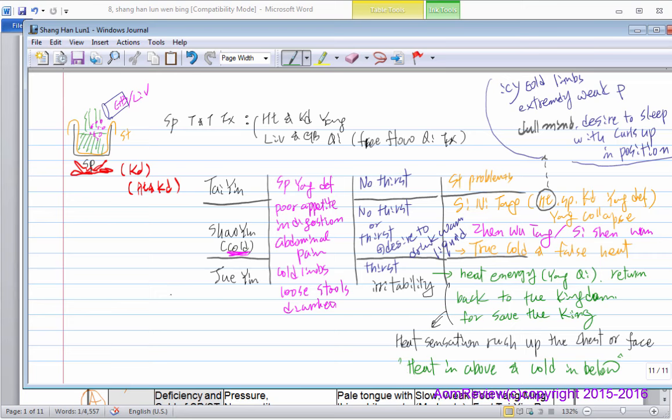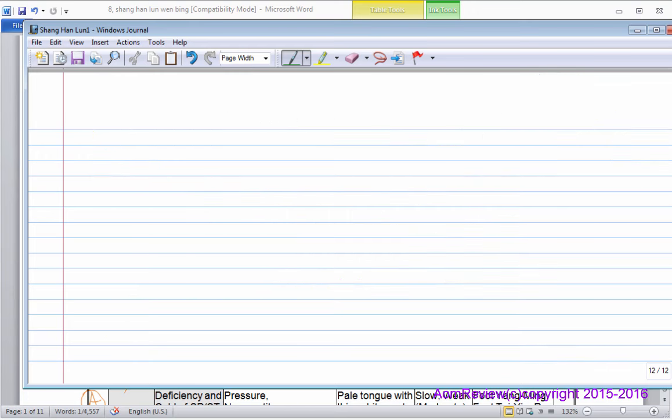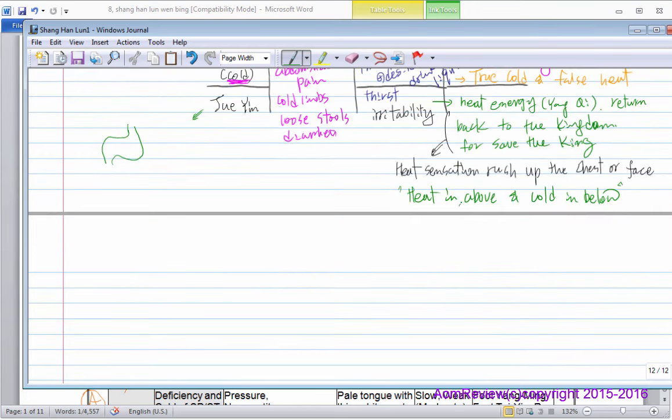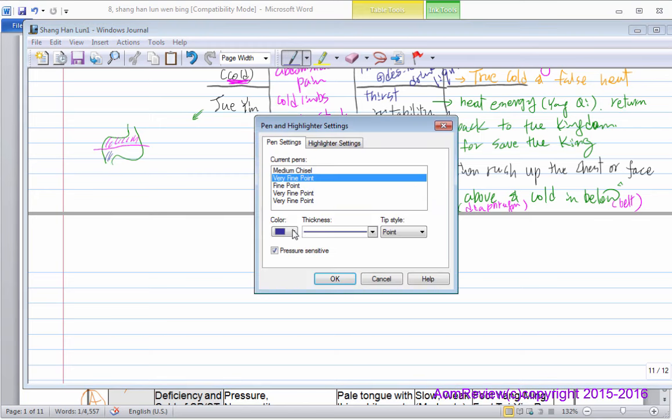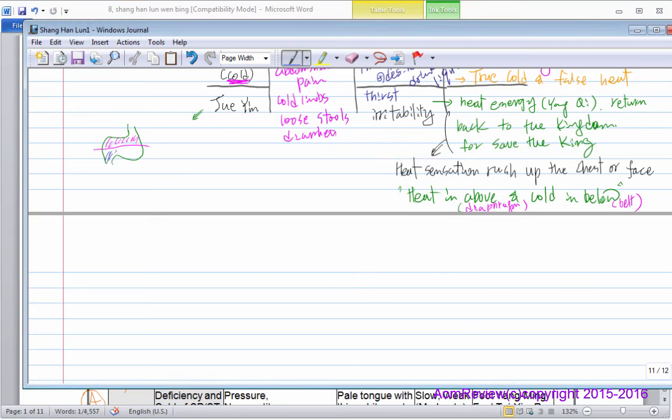So we cannot apply the other one, as the middle jiao is actually located in the middle part. And heating above actually means the diaphragm, and cold below means below the belt. So in the middle part with the stomach region, we can apply it this way: this amount of the heat, and also there's another amount which will be cold.